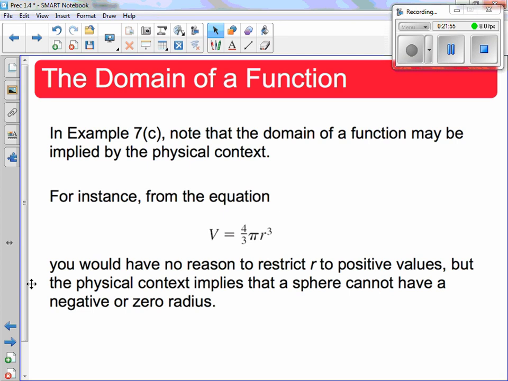Note that the domain of the function may, for this equation, you would have no reason to restrict r to be positive. But because the physical context implies that the sphere cannot have a negative or 0 radius, we have to do it. So if we're talking just about this equation, it could be all real numbers. But physics kind of restricts us. It says you can't have a negative volume.